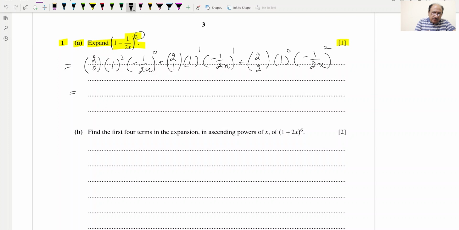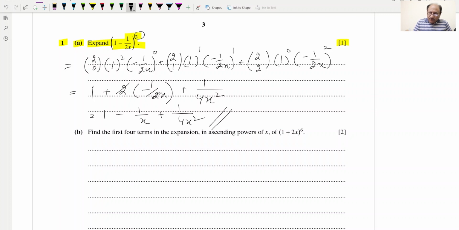So we can write this 2C0 will be 1 and the rest of everything will be 1. So the first term will be 1, and the second term, 2C1 is 2, and then minus 1 over 2x, and this 2 will be cancelled with this. The last term will be 1 by 4x squared, and the final answer we can write as 1 minus 1 by x plus 1 over 4x squared. This will be our final answer.